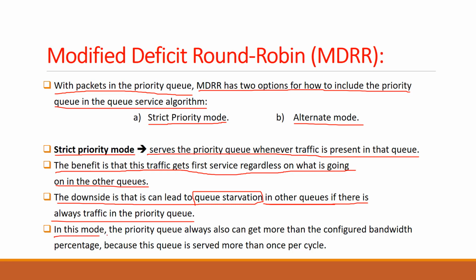So in this mode, the priority queue can always get more than the configured bandwidth percentage because this queue is served more than once per cycle. This option of Mdrr gives the priority queue the full service if it has even one packet. If it doesn't have any, it can look for other packets. But if the priority queue keeps having packets, queue starvation will occur in the other queues.